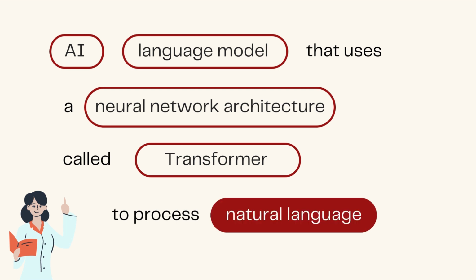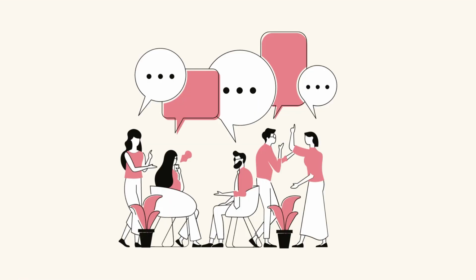Let's start with the easiest, natural language. Natural language is the way humans communicate with each other using words or phrases to convey meaning. So this is the way that we all talk to each other.